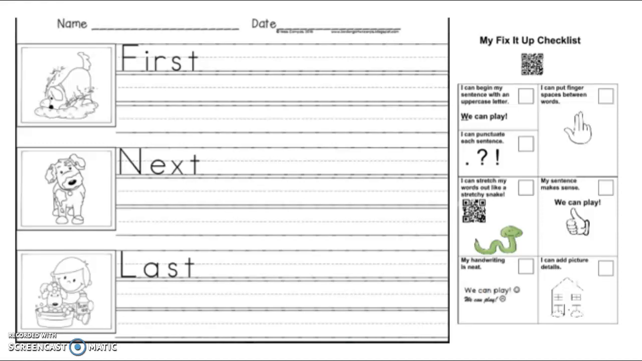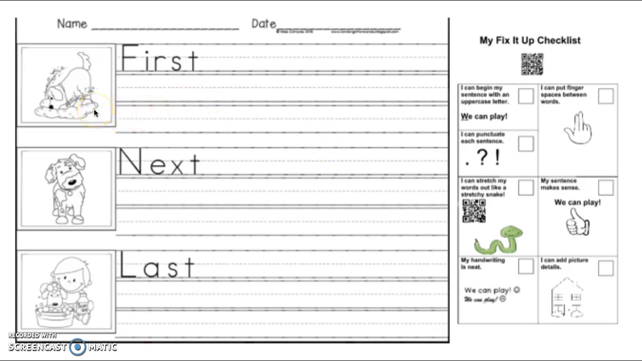Hi, boys and girls. Today I'm going to demonstrate how to write a story in the correct sequence using the transition words first, next, and last. As I write each sentence, I'm going to use my Fix It Up checklist to make sure that I have a fabulous sentence. Okay, let's look at the first picture.